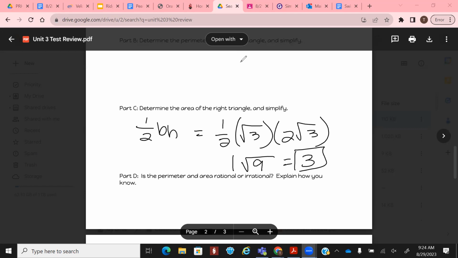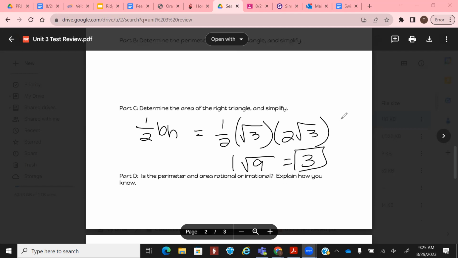You can use the calculator on the test or on the mastery check. No, you cannot use Desmos on the mastery check. You can use that on the test. Yes. Okay.